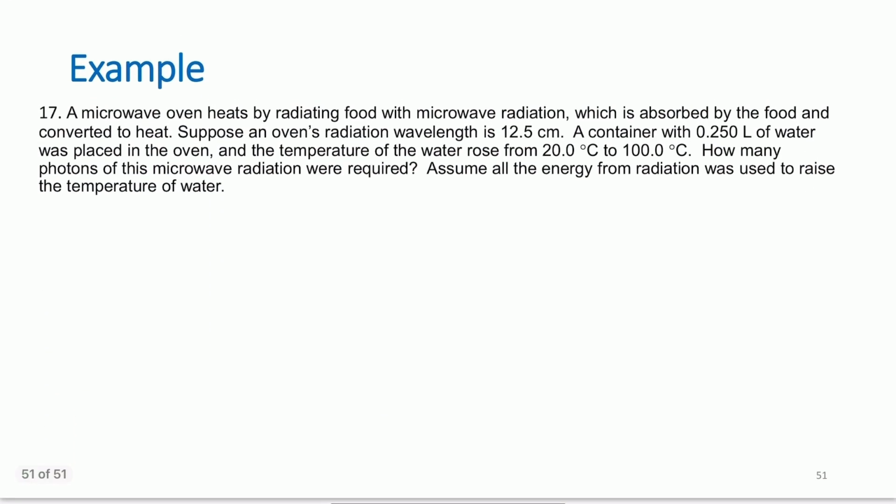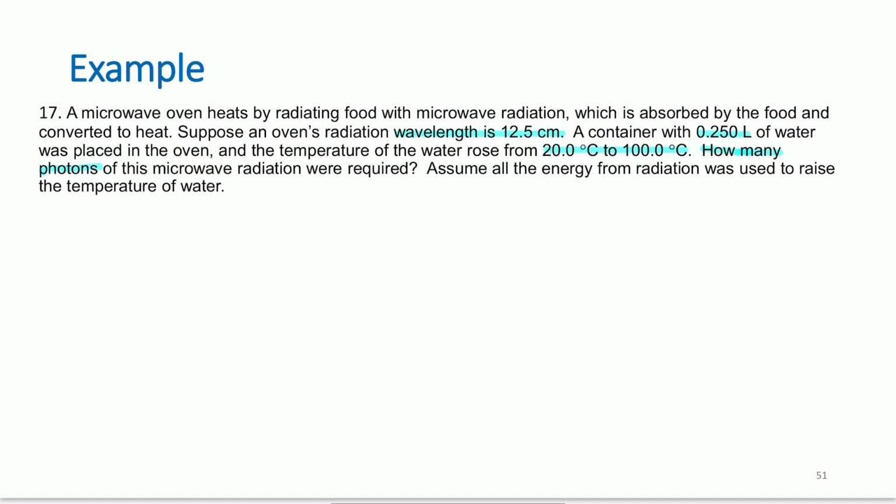And our last example in this chapter: a microwave oven heats by radiating food with microwave radiation, which is absorbed by the food and converted to heat. Suppose an oven's radiation wavelength is 12.5 centimeters. I'm going to highlight that because that's important to me. 12.5 centimeters for a wavelength. A container with 0.25 liters of water, that's also important, was placed in the oven, and the temperature of the water rose from 20 degrees to 100 degrees C. Also important. I want to know how many photons of this microwave radiation were required.